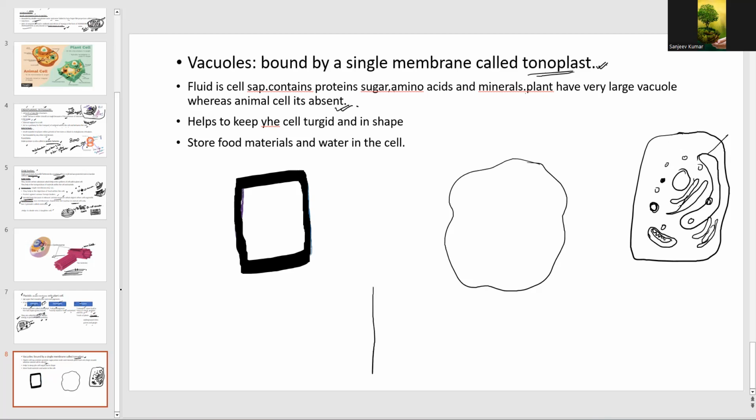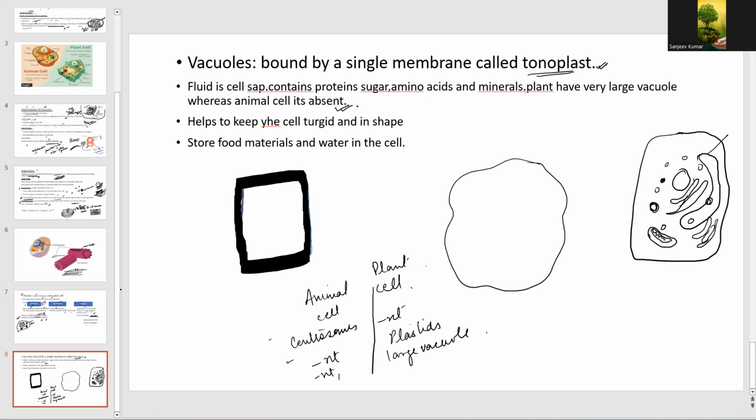If we differentiate animal and plant cells, from what we have studied so far in cell organelles, animal cells consist of centrosomes and in plant cells they are absent. Plastids are present in plants and absent in animals. A large vacuole is present in plants. It is usually absent in animals, but if present, it is very small, as in amoeba.